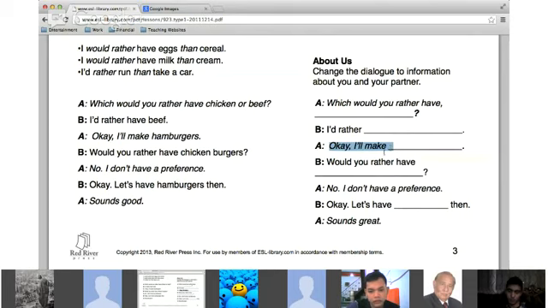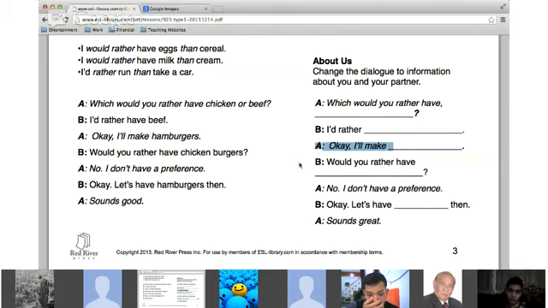Then he is going to ask you a question. Now it can be about something to drink. Would you rather have beer or water? Or soda? Or juice? And then you would respond. So that's how we'll do it. So Mohammed, go ahead and respond here and say, okay, I'll make Chinese. Okay, I'll make Chinese food.